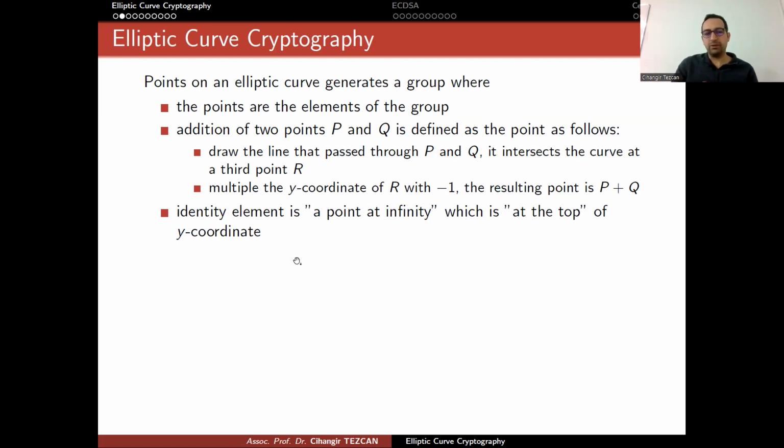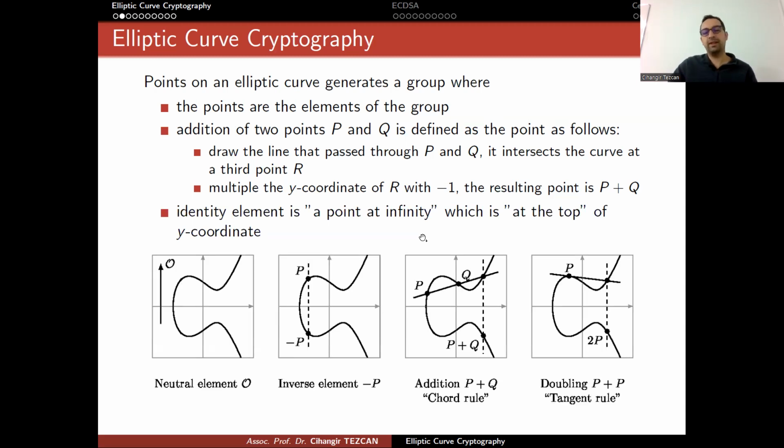Recall that in order to be a group, we have to have an identity element. In this scenario, the identity element is a point at infinity, which is at the top of the y coordinate. It sounds a little bit counterintuitive, but this is why it happens: we're working with affine coordinates. When you work with projective coordinates, this definition makes somewhat more sense.